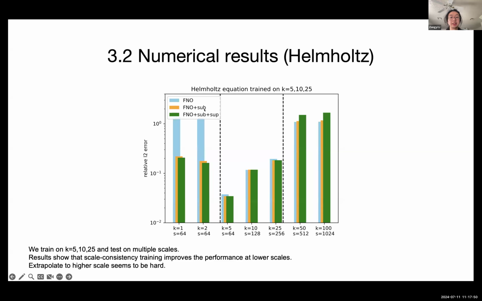So if we're using the data augmentation scheme, it can correctly capture the training data from, remember, 5 to 10 to 25. And it can also further generalize to lower frequency numbers, say k equals 2 and 1. The error reduced by half for these two schemes. But generalizing to higher frequency is still harder. So overall, the method has better advantage generalizing to lower frequency, but the high frequency is still unclear.